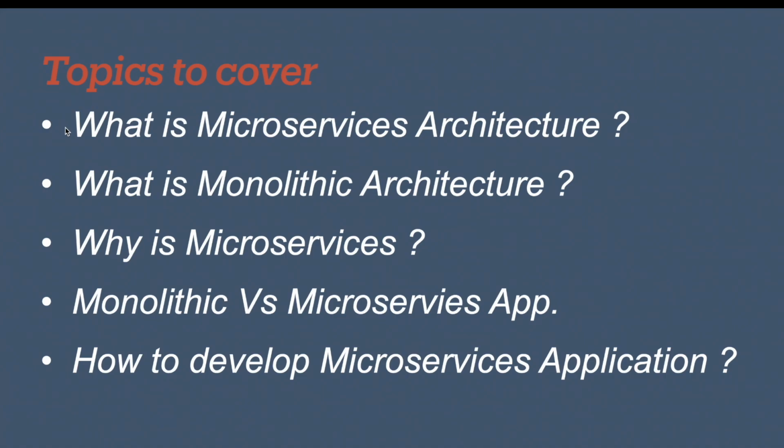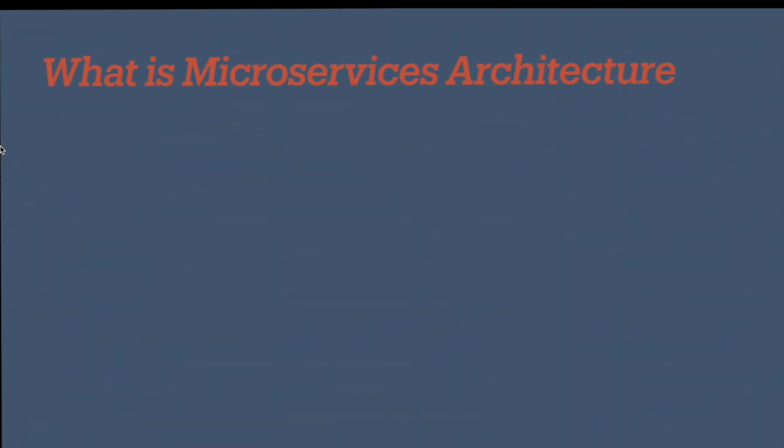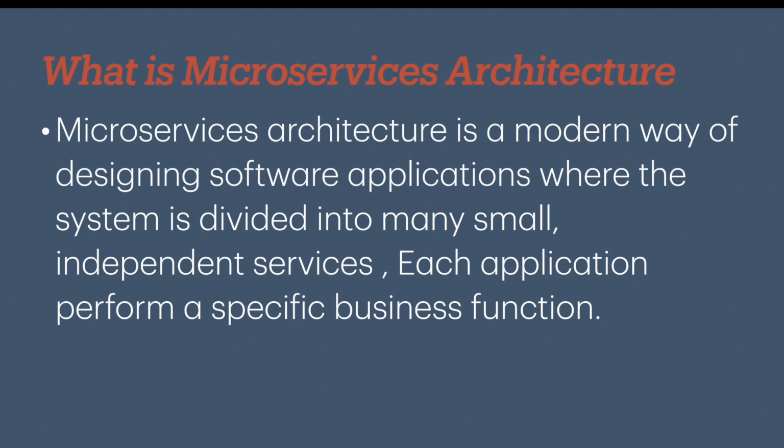First topic, what is microservices architecture and what is monolithic architecture, and then why we require microservices, and then monolithic versus microservices application, and how can we develop a microservice application. If you want to understand microservices architecture, then we also have to understand monolithic architecture, then it will be easy to understand microservices. So what is the drawback of using monolithic architecture, and nowadays people are using microservices. Most of the companies are using the microservices approach to develop applications. So firstly we are going to understand what is microservices architecture.